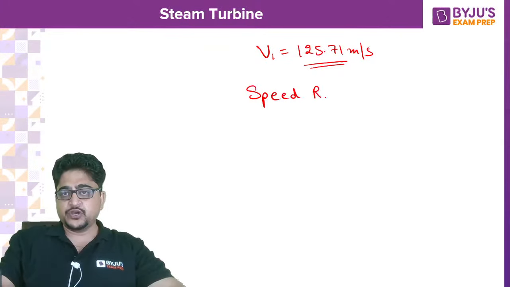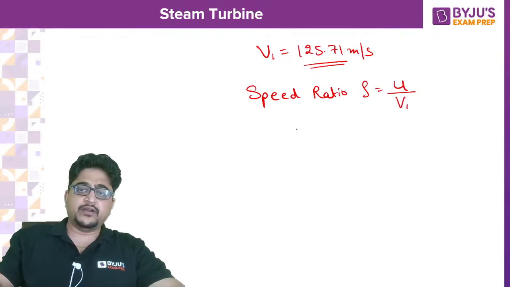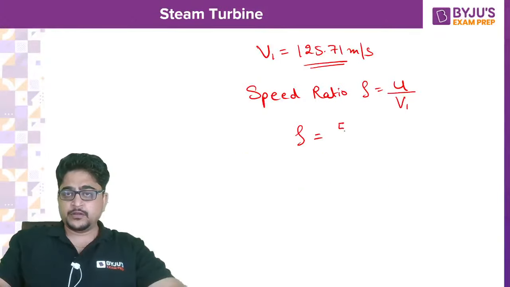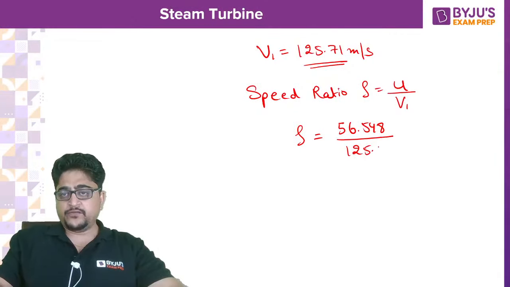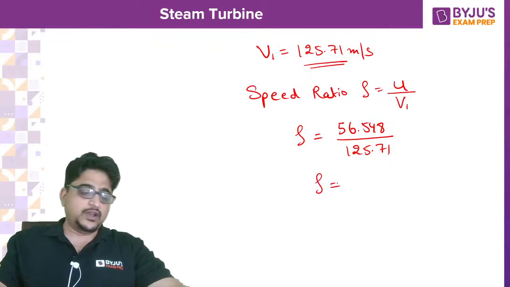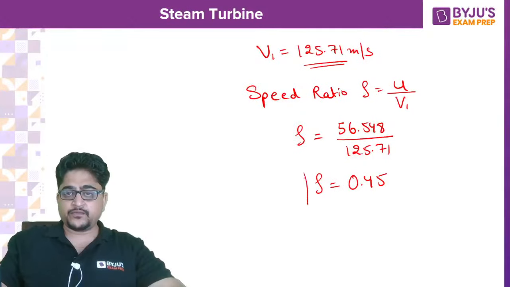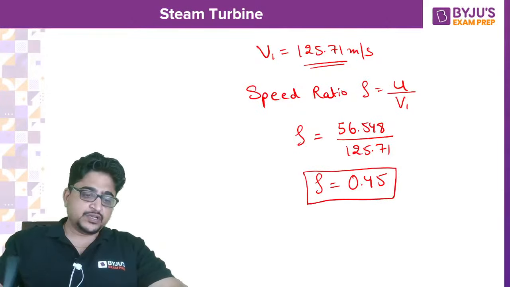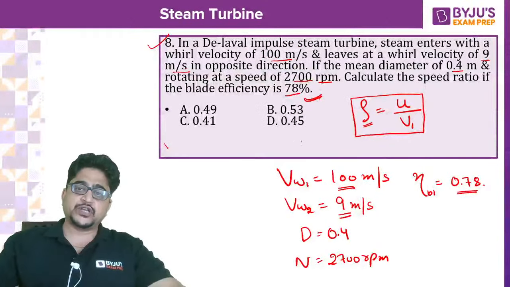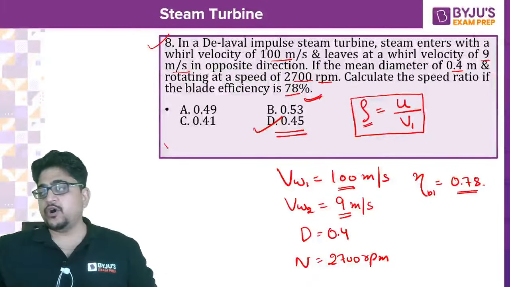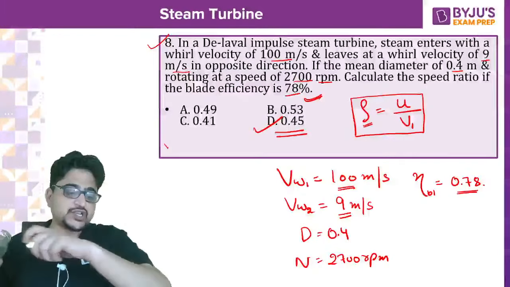So what is speed ratio? Speed ratio is equal to rho, which is equal to u by V1. So rho is equal to 56.548 divided by V1, 125.71. So what is the value of blade speed ratio? Blade speed ratio is 0.45. That is option number D. Is this clear to all of you? Is this crystal clear to all of you?